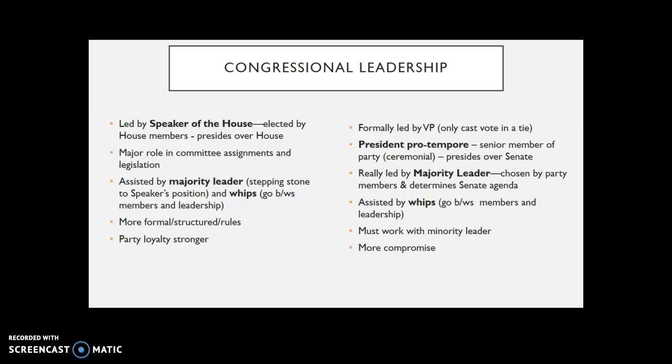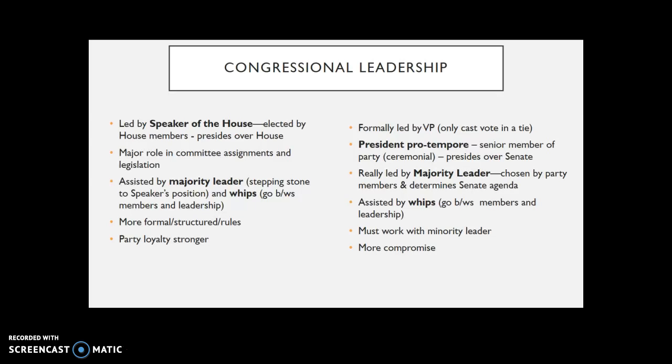Really, the bulk of the power is led by the majority leader, which is the equivalent of the Speaker of the House, but in the Senate, as seen by being chosen by the party members. And their biggest role is determining the Senate agenda. If you don't like certain bills, well, you never have to put it up for a vote. I mean, that is a lot of power if you think about the thousands upon thousands of bills that are proposed every year.